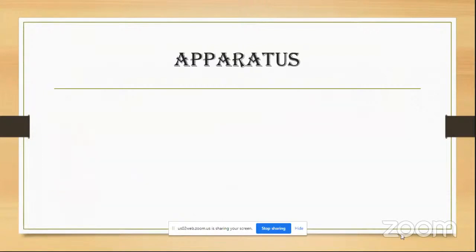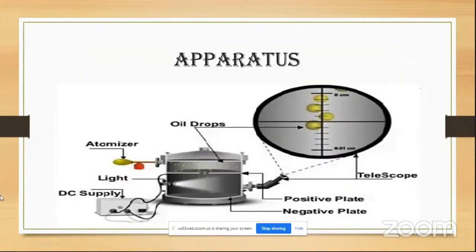The schematic apparatus for the oil drop experiment is as follows. This is the DC supply capable of providing a potential difference of up to 10,000 volts. This is the atomizer for spraying oil into tiny droplets, and the telescope is here.